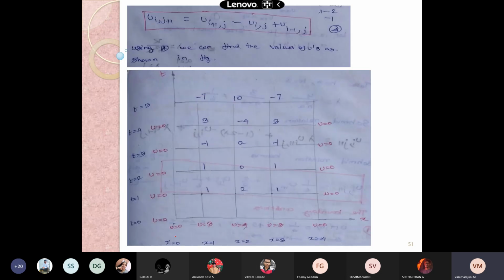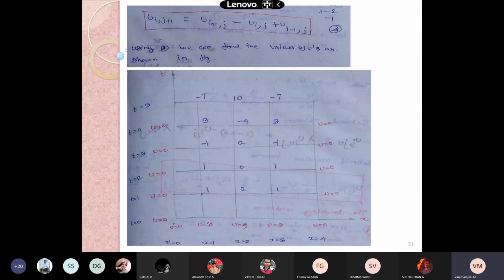Try to draw the diagram. This is the leftmost boundary and this is the x-axis. When x is equal to 0, u is equal to 0. When x is equal to 1, u is equal to 3. When x is equal to 2, u is equal to 4. This is what we calculated in the last slide. For t equal to 0, 1, 2, 3, for all t values the left vertical boundary is 0, and the right vertical boundary is also 0. So try to calculate these different values.